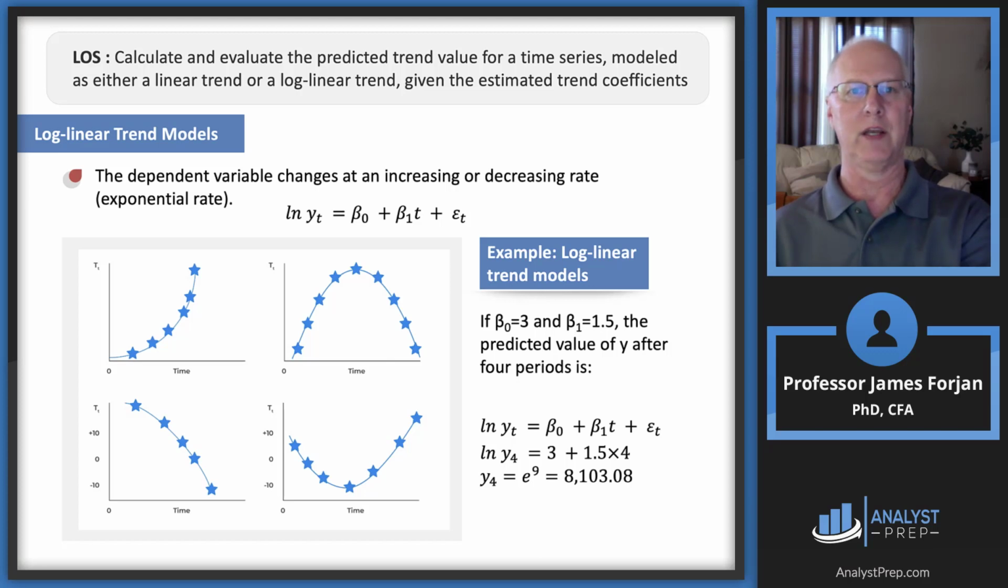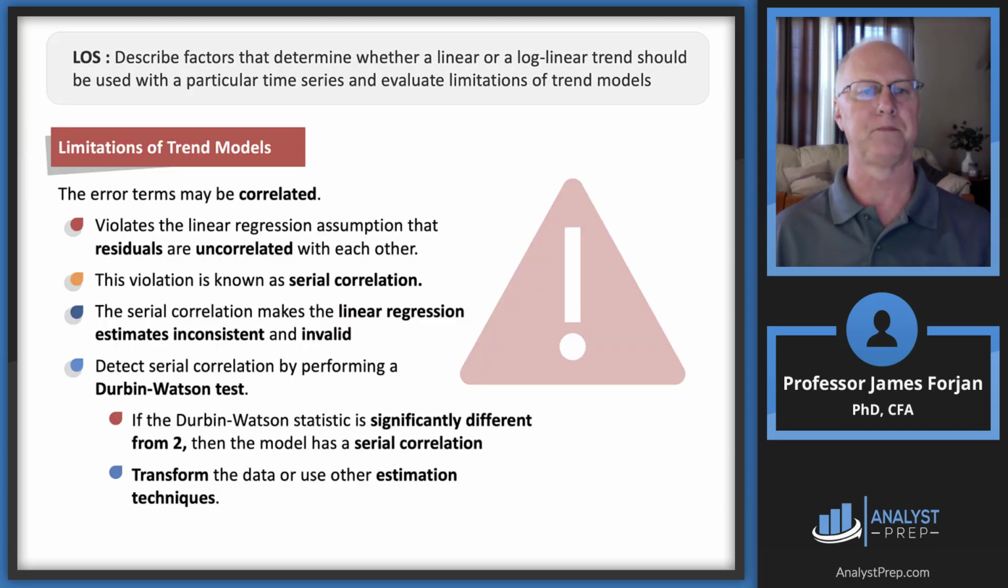And then you can calculate a predicted value over on the right-hand column there. You get the 8103. You do it exactly the same way we did in that previous slide. However, you need to hit your ln button on your calculator or your e raised to the x button on your calculator. And you get the 8103.